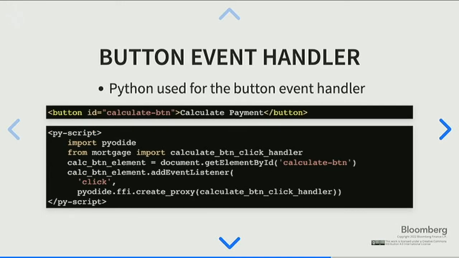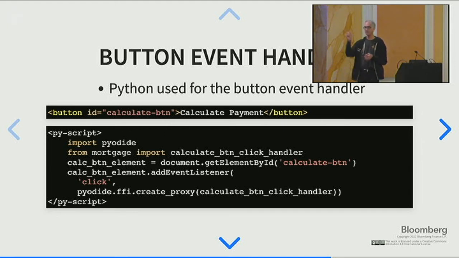So a key thing here is that we need to have a button handler. When the button gets clicked, we have to do the calculation. And we're going to use Python for the button handler. The top piece of code there is just how we've defined the button, and we have an ID so we can find it. And then in the PyScript section of the web page, this is where we're going to connect the button to our Python script.